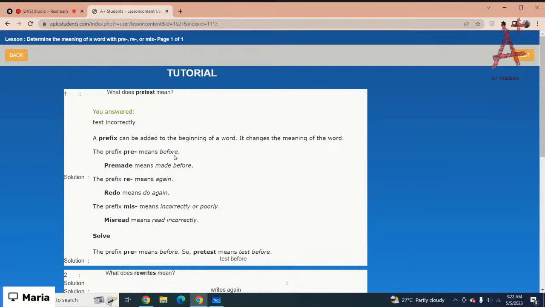The prefix re means again. Redo means do again. The prefix mis means incorrectly or poorly. It would be misread. That means you read incorrectly. Got it? The correct option is read incorrectly.